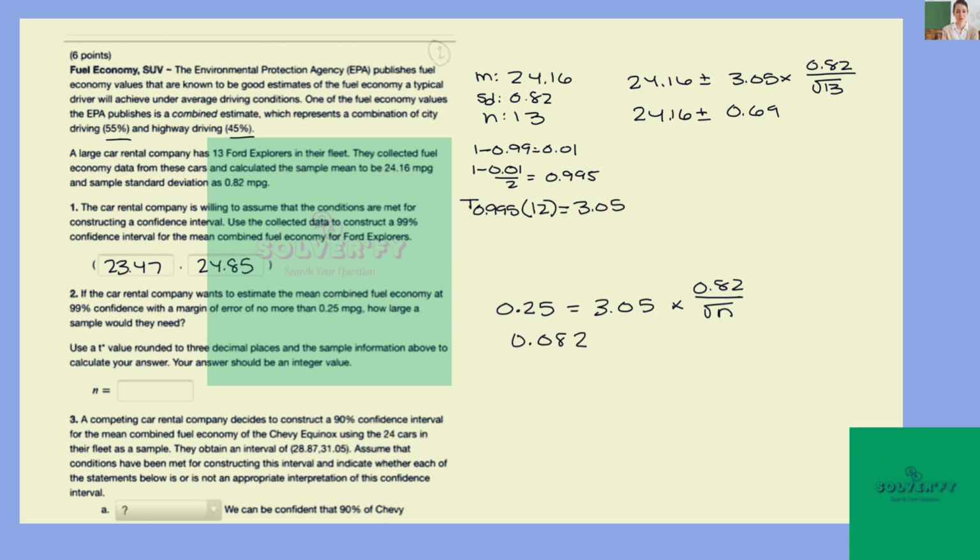0.082 equals 0.82 over the square root of n. So 0.82 divided by 0.082, and that is the square root of n equals 10. So then if you square both sides, n equals 100.